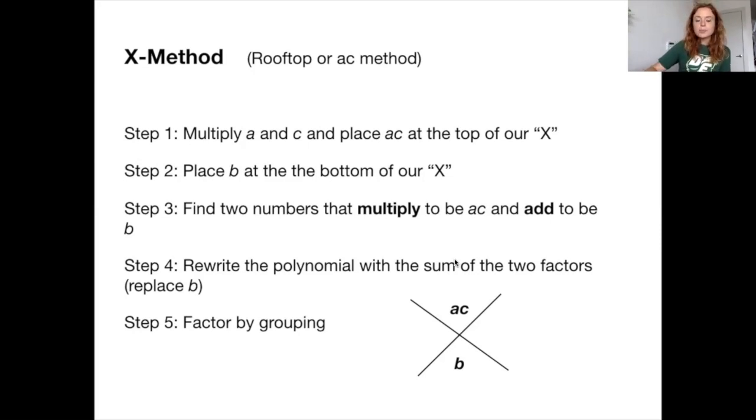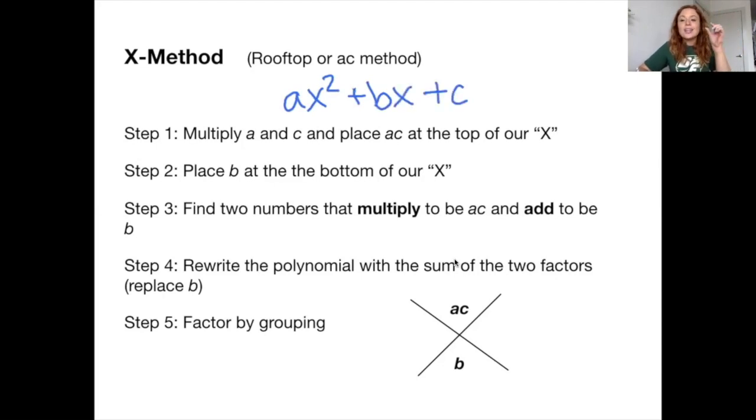Okay, so the first step is we're going to multiply A and C. Remember, we're looking at trinomials, so we're looking at quadratics, and our quadratics are in the form ax squared plus bx plus c. So we're going to take that leading coefficient, that A, and multiply it by the C. And remember, the sign in front of a number belongs to the number, so you have to keep that in mind. We're going to multiply A and C and put the result in the top of our X, as you see down here on the bottom.